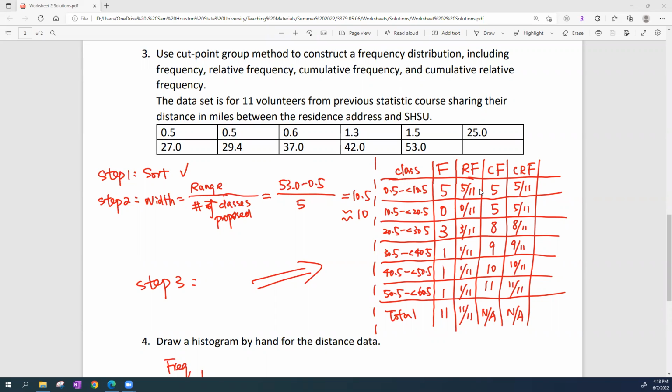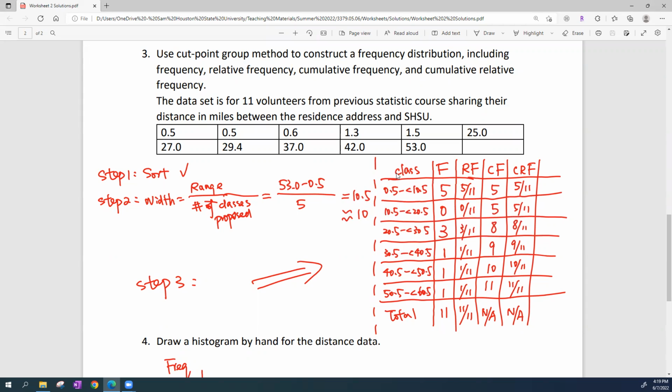So the range is the largest number minus the smallest number. So 53 minus 0.5 and divided by the proposed number of classes. So propose 5 classes, so divided by 5. And then the calculation is actually 10.5. So 10.5. To make the calculation easier, we can round this up to 11 or round down to 10. So 10 is easier compared to 11, right? If you want to calculate the classes, the upper limit, lower limit. So we're going to choose to round down a little bit to 10.